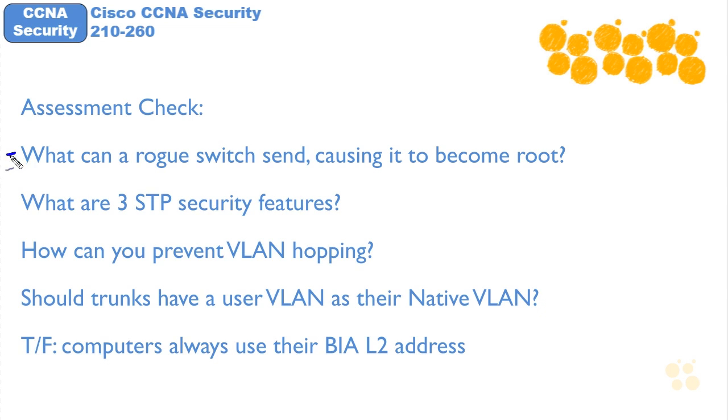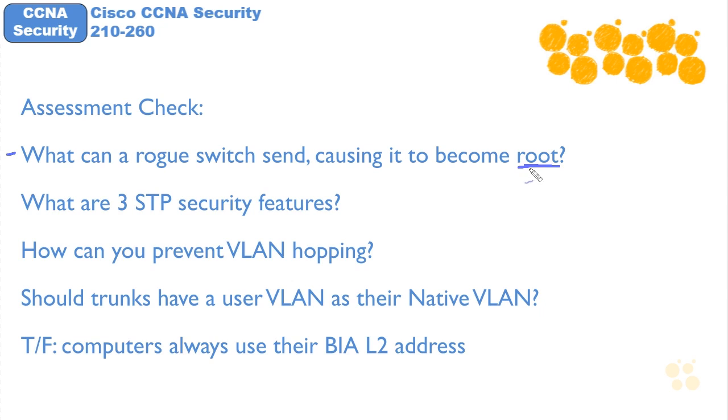Question number 1, what could a rogue switch send, causing it to become root? And spanning tree, as you learned back in ICND1, is a lot like golf. The lowest score wins. So if a rogue switch sends in a superior BPDU, which is a lower bridge ID than the current root, that could cause that rogue switch to become root by sending simply a superior BPDU into the network.